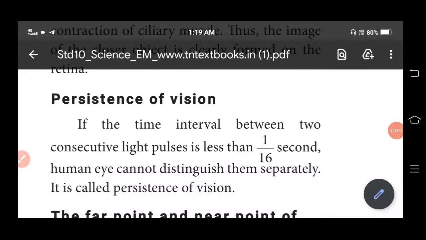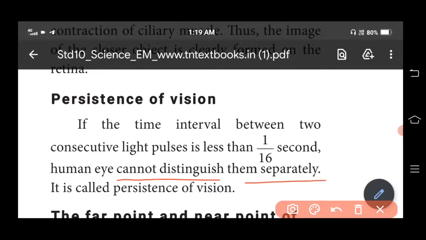Students, persistence of vision is defined as follows: if the time interval between two consecutive light pulses is less than 1/16th second, the human eye cannot distinguish them separately. This is called persistence of vision.